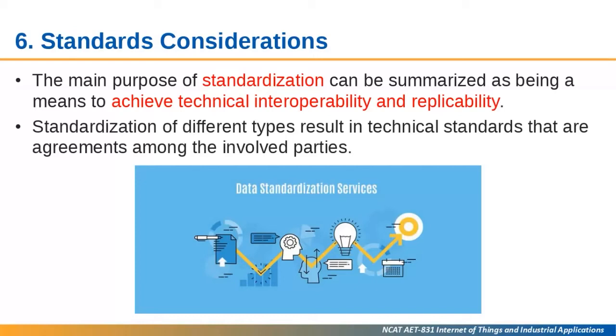The last topic of this chapter is the standard, or we say standardization. The main purpose of standardization can be summarized as to achieve technical interoperability and replicability. So standardization of different types results in technical standards that are agreed among the involved parties. So that's how it defines standardization.